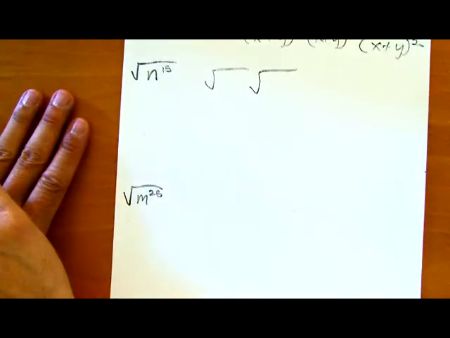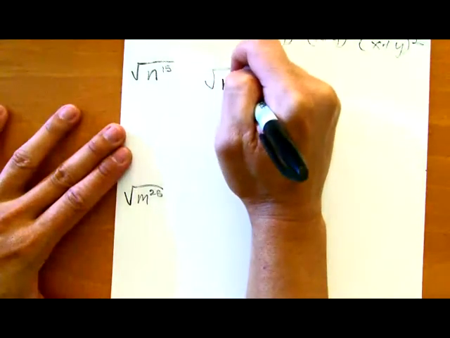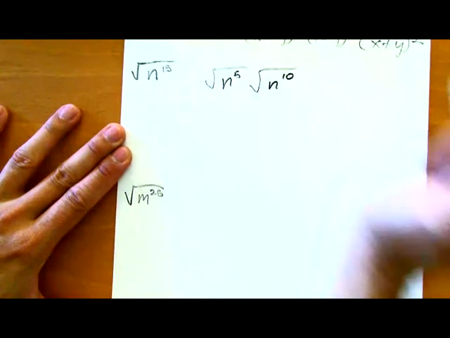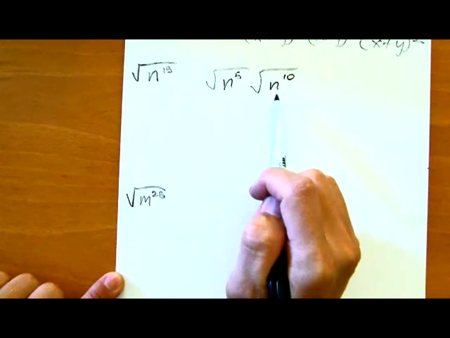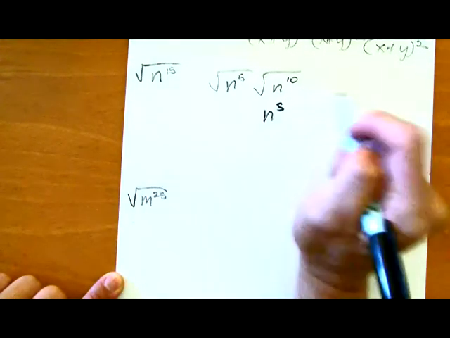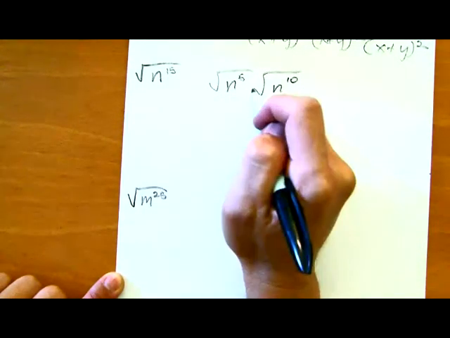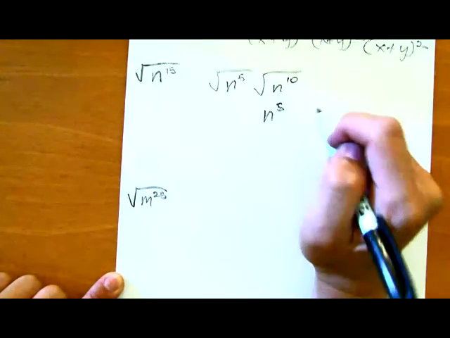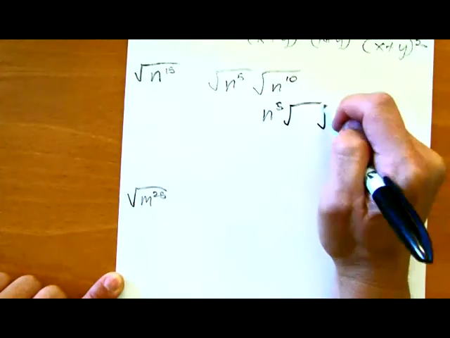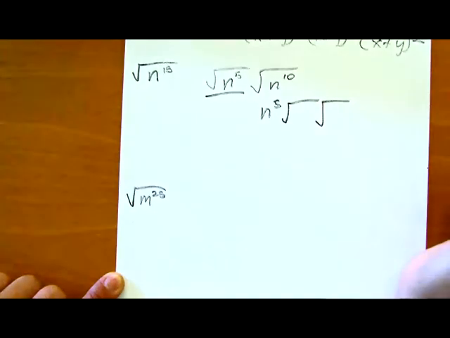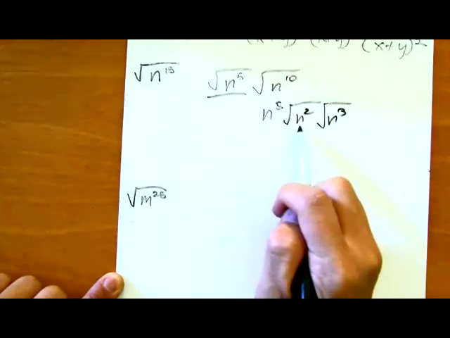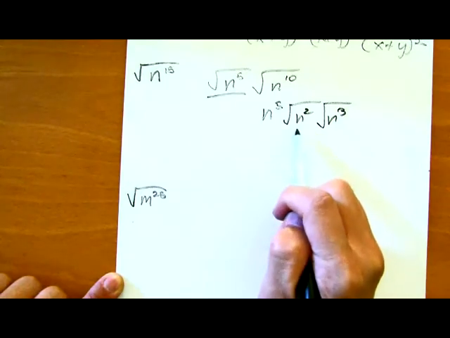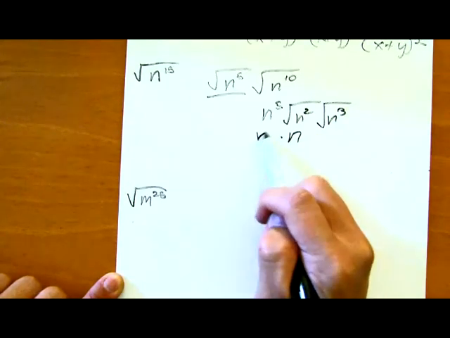5 and 10? Okay. n to the 5th, n to the 10th. We can square root n to the 10th. That's n to the 5th. Can we go further with that? I'll split it up. n to the 2nd and n to the 3rd, that's fine. I can square root this. That's an n. And n to the 5th.